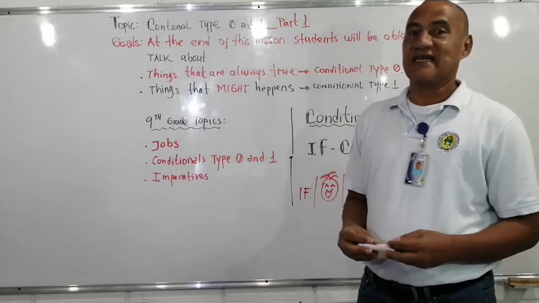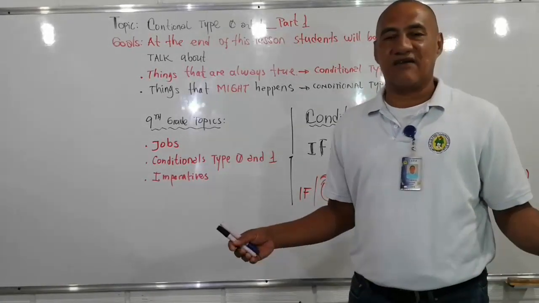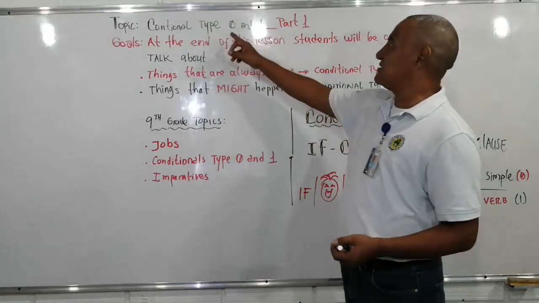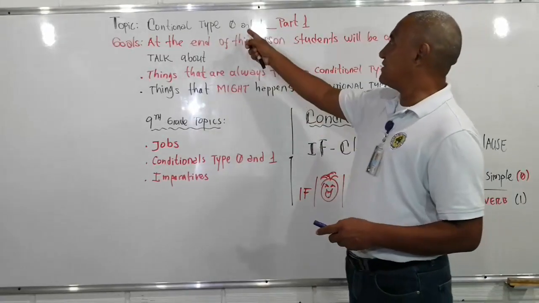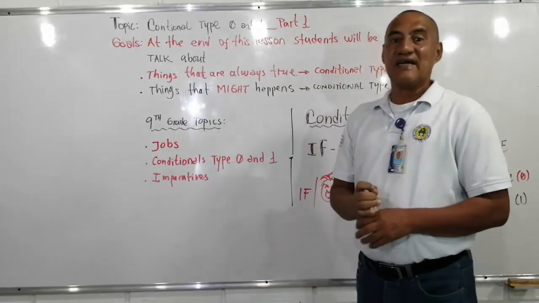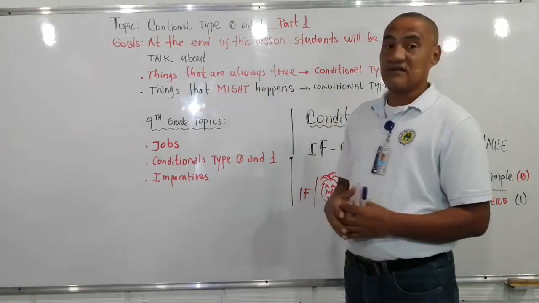Okay, very good. Then the topic that I have just set up for today is a very easy topic. We're going to work with conditional type 0 and 1. This is the first part, and this is going to be a review, the final review related to this topic.